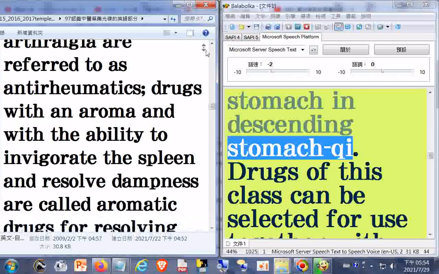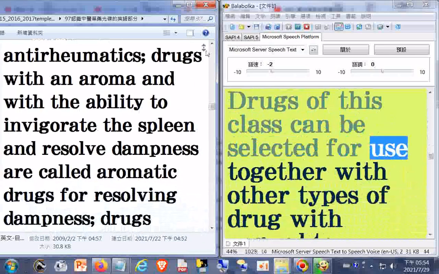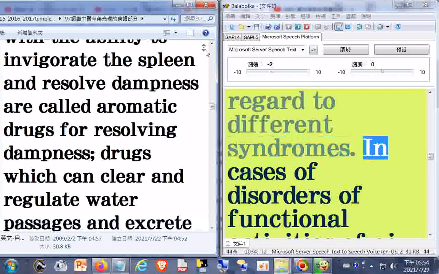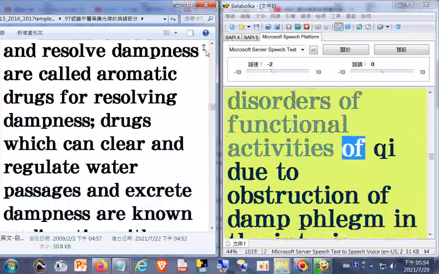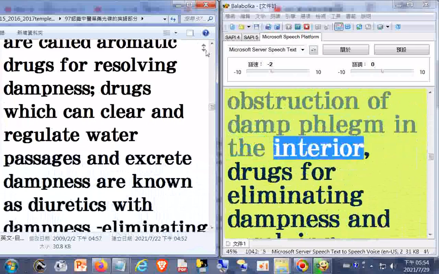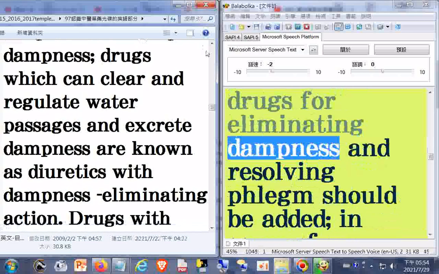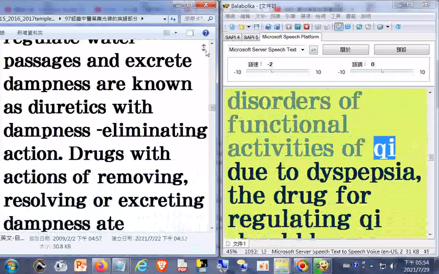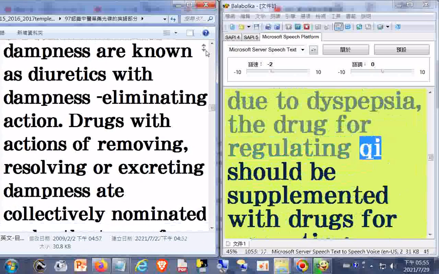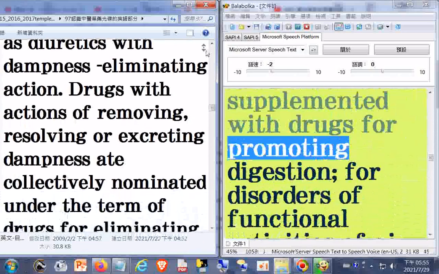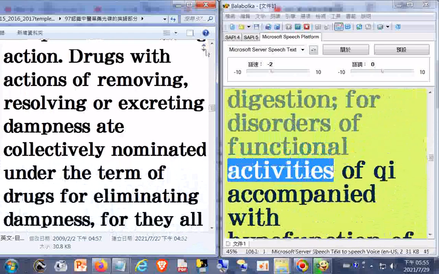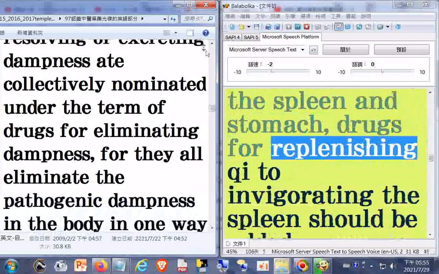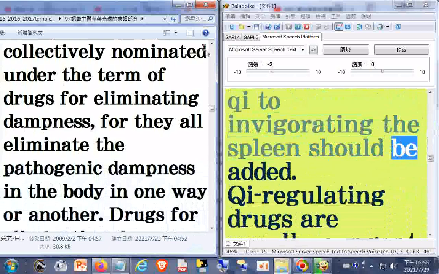Drugs of this class can be selected for use together with other types of drugs with regard to different syndromes. In cases of disorders of functional activities of qi due to obstruction of damp phlegm in the interior, drugs for eliminating dampness and resolving phlegm should be added. In cases of disorders of functional activities of qi due to dyspepsia, the drugs for regulating qi should be supplemented with drugs for promoting digestion. For disorders of functional activities of qi accompanied with hypofunction of the spleen and stomach, drugs for replenishing qi and invigorating the spleen should be added.